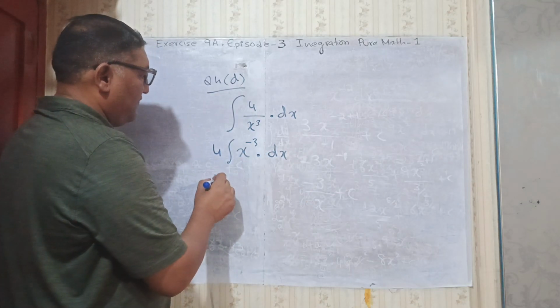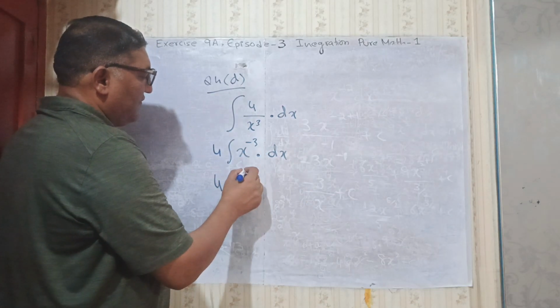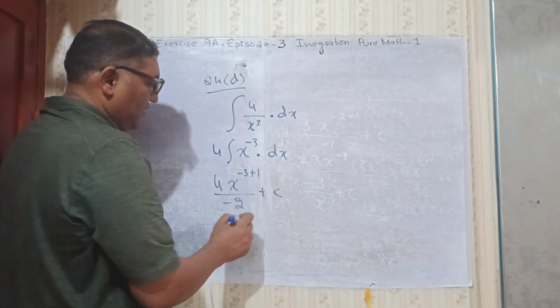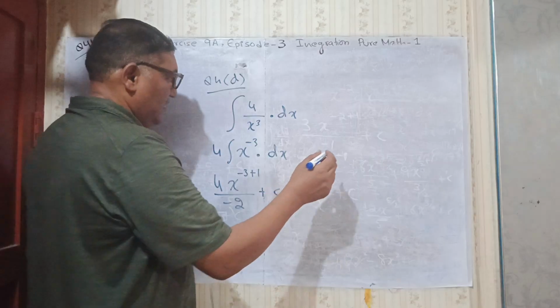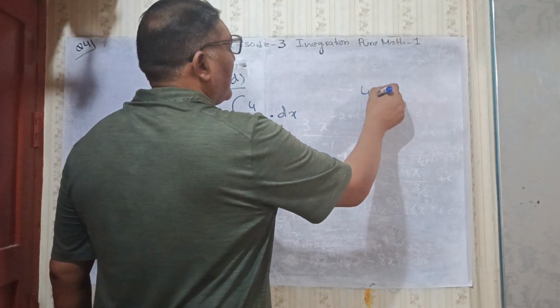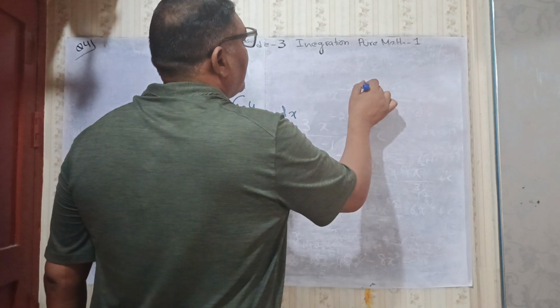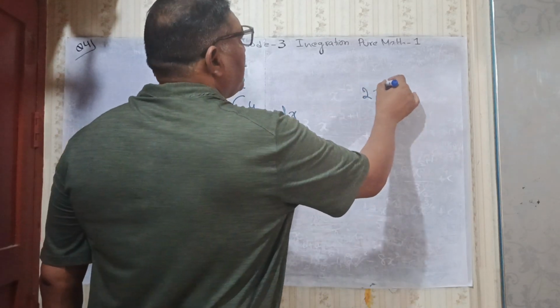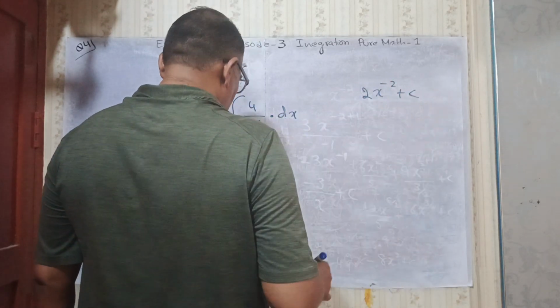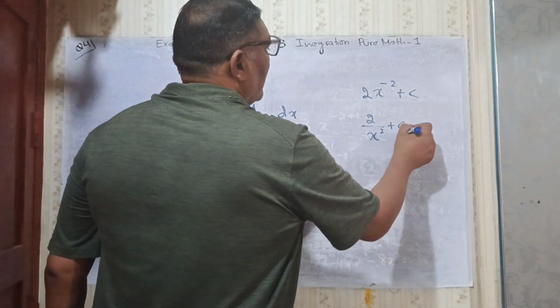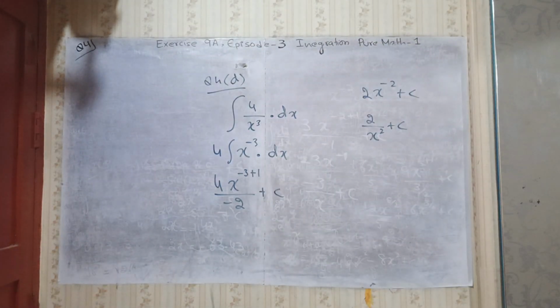So this will become 4, and the power will be increased by 1 with the same number you divide. So you will have 4x raised to power 4, and 2 will be cancelled, so you will get 2. The x power will be minus 2 plus c. That minus 2 power can be written downstairs, so you will have 2 divided by x square plus c.